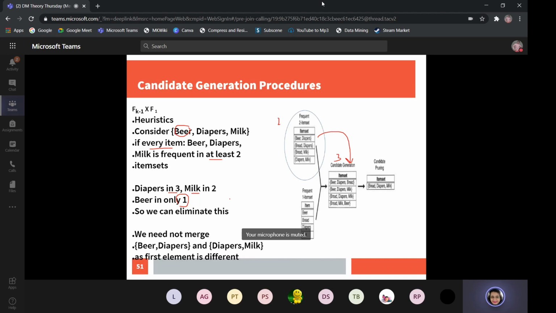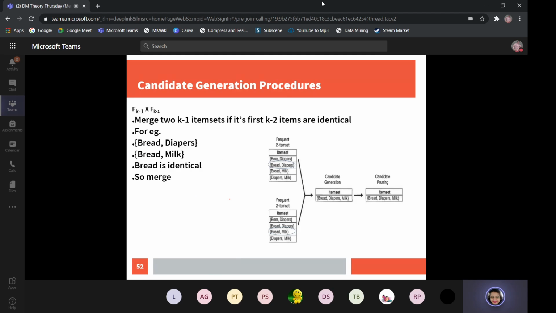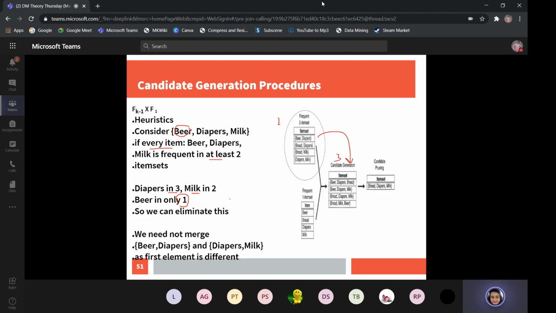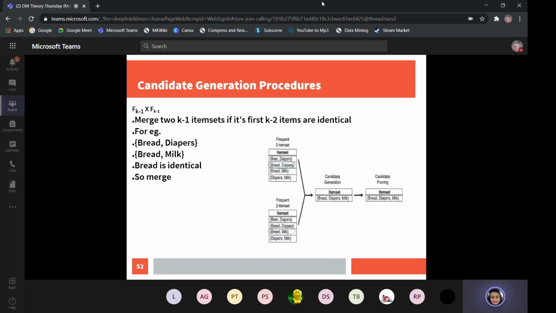Yes, ma'am. Great. So this is one way, F k minus 1 cross F1 to generate candidates. Another way is to generate candidates using F k minus 1 cross F k minus 1. That means combine F2 and F2 to generate F3.